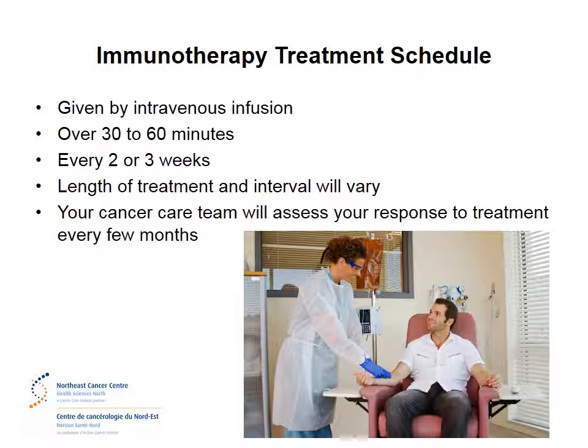You will receive a treatment schedule from the booking clerks in the chemotherapy department. Immunotherapy is given by intravenous infusion over 30 to 60 minutes every 2 or 3 weeks, depending on the drug you are ordered. Your cancer care team will assess your response to treatment every few months.